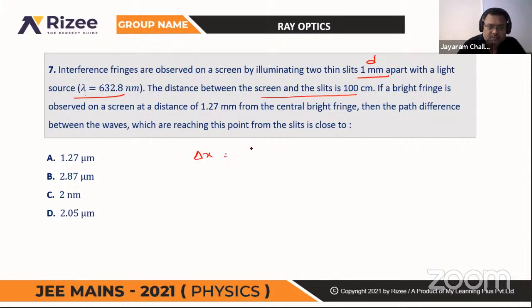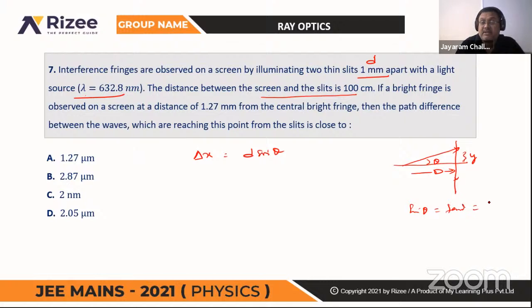So what is the path difference relation? Delta x is equal to d sine theta. In the YDSE experiment, since the angle is going to be very small, this distance is y, and this is your theta, and this distance is capital D. Your sine theta can also be written as tan theta, which is equal to y by capital D. So replacing everything, d into y by capital D. Substitute every value in this case, please. Small d is equal to 1 into 10 to the power of minus 3.